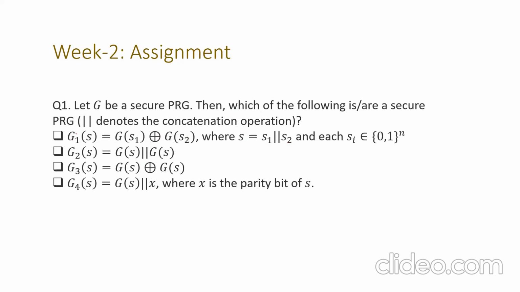So the seed of the PRG G1 has length 2n, and this is generating another string, that is G(S1) XORed with G(S2). Whether this will be a secure PRG or not. Any answer? Yes, no from the participants? Anyone?